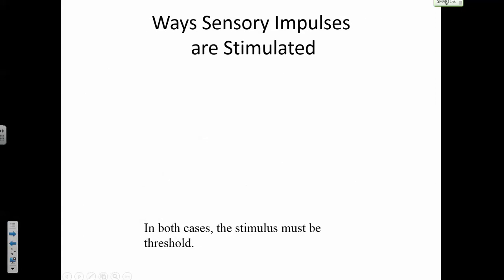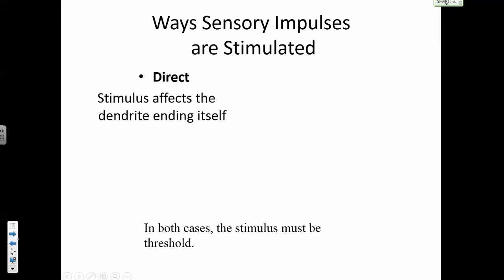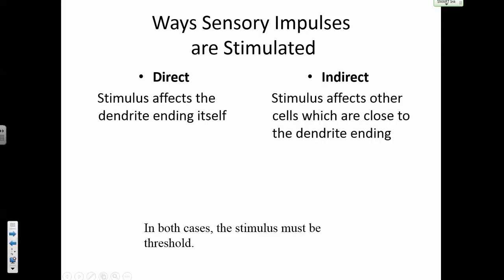Okay, now when we talk about these receptors, there's a couple of ways they can get activated once they get in contact with the stimulus. Sometimes the receptor is the actual dendrite of a neuron, of a sensory neuron. Okay, and so it's just stimulated directly. But other times the neuron, the dendrite ending of the neuron is connected to another cell.